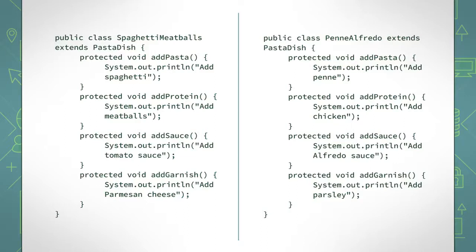They each have to implement the abstract methods add pasta, add protein, add sauce, and add garnish to provide the suitable ingredients for the dish. The add pasta, add protein, add sauce, and add garnish methods are called in the make recipe template method found in the pasta dish superclass. The template method is inherited in a subclass and behaves as expected to make a dish with the right ingredients. Now you can try implementing template method subclasses.